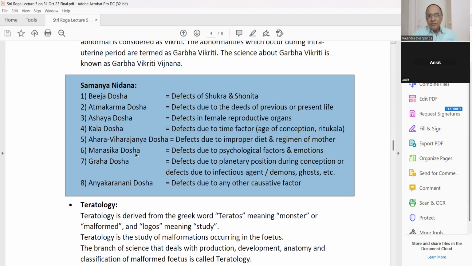Then manasika dosha, defects due to the psychological factors and emotions of the mother, the pregnant lady. Graha dosha, defects due to the planetary position. You know astrology, Jyotish. Ayurveda also believes in that, because that is also a Vedic science. Graha is one thing, the stars and planets, and another thing is infections. So if there is an infection in the mother, that can also affect the fetus. And anya karanani means other problems apart from these. Any other things are called anya karana, other causative factors.